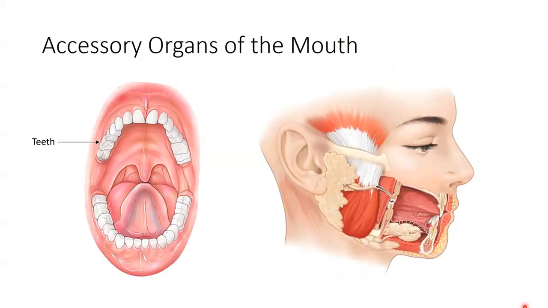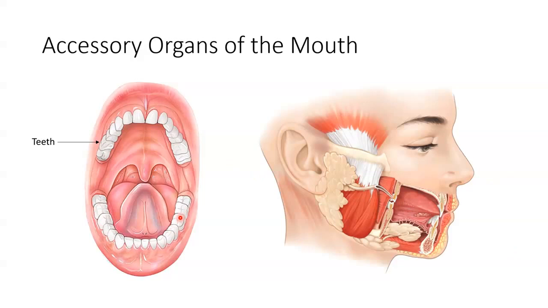Now, because of their proximity to one another, as well as the fact that they function together, I'm going to group the accessory digestive organs of the mouth. So these are the teeth, the tongue, and the salivary glands. Taking a look at each of these organs or structures, obviously we have our teeth here.